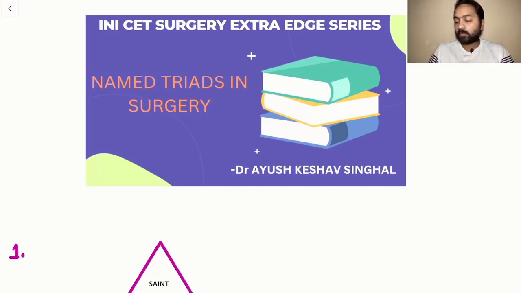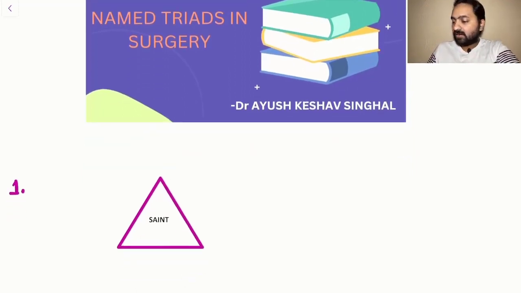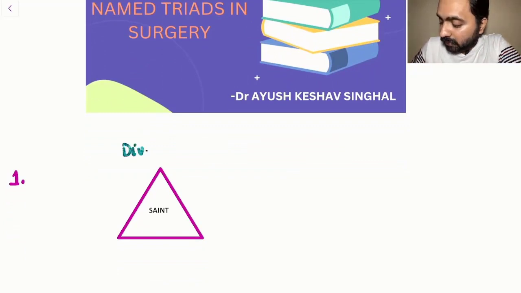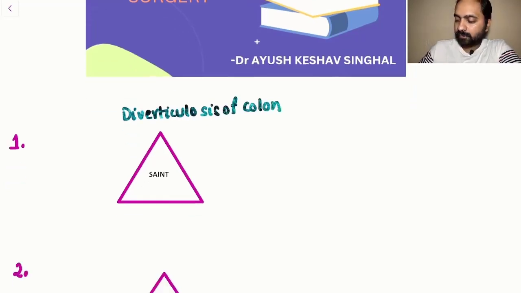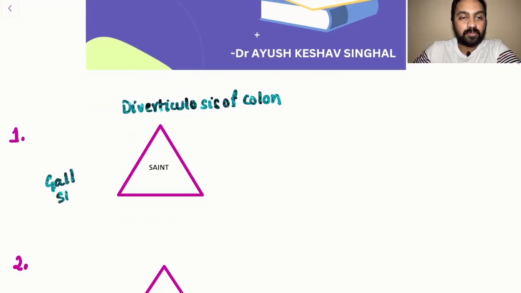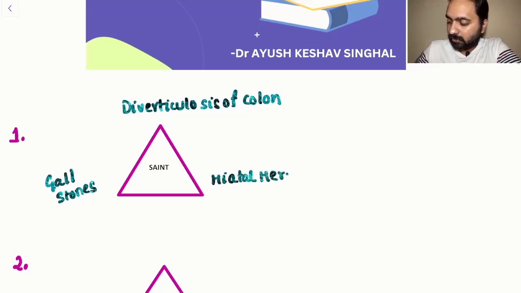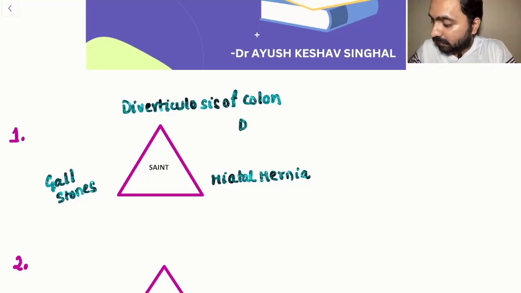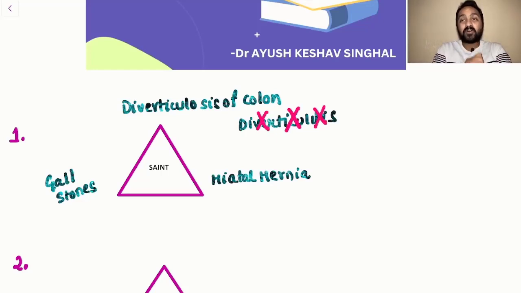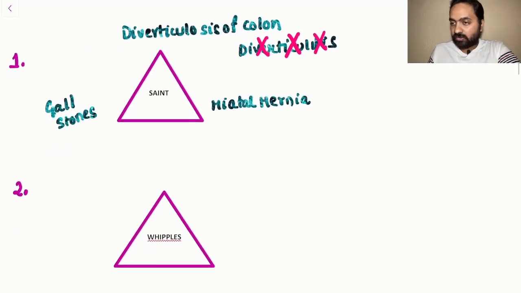So let's start with the first triad, which is Saint's triad. Saint's triad components include diverticulosis of colon, gallstones, and hiatal hernia. The most important confusion that is often created is by giving diverticulitis. So please remember, it is diverticulosis of colon which is the component of Saint's triad and not diverticulitis.